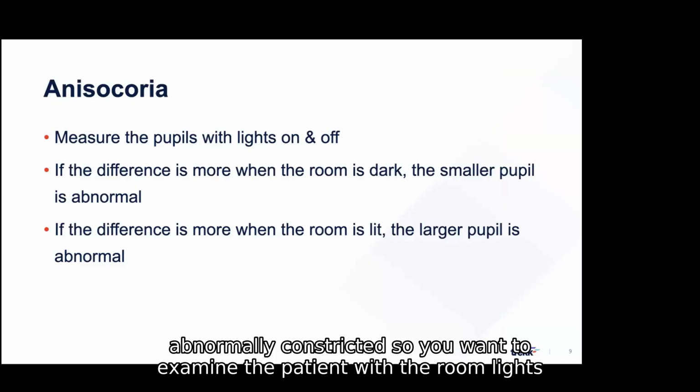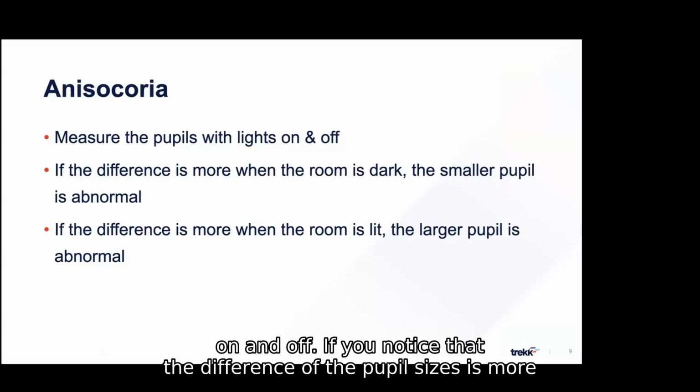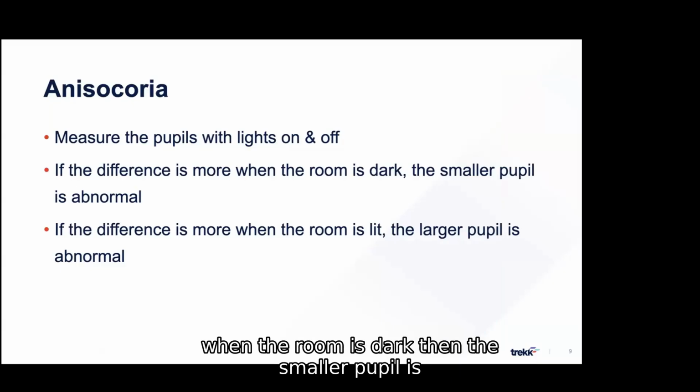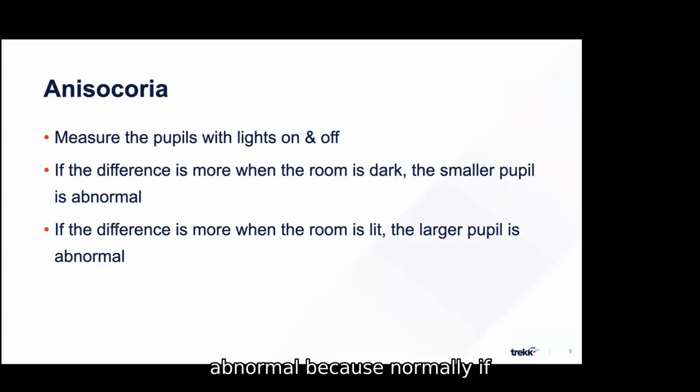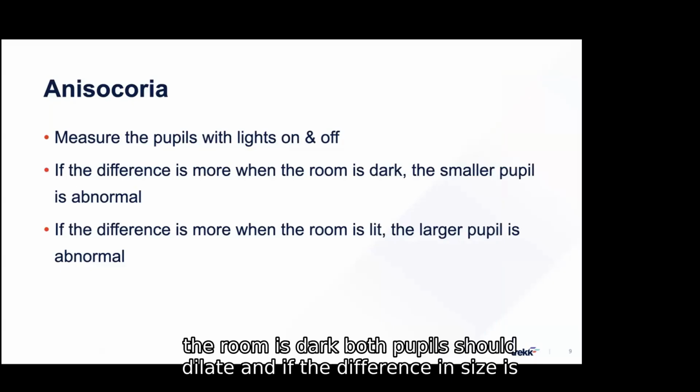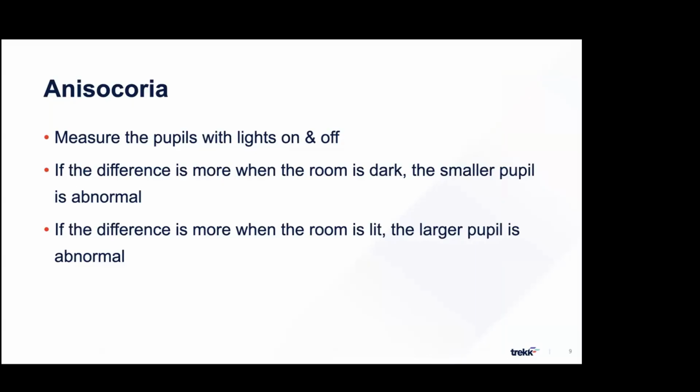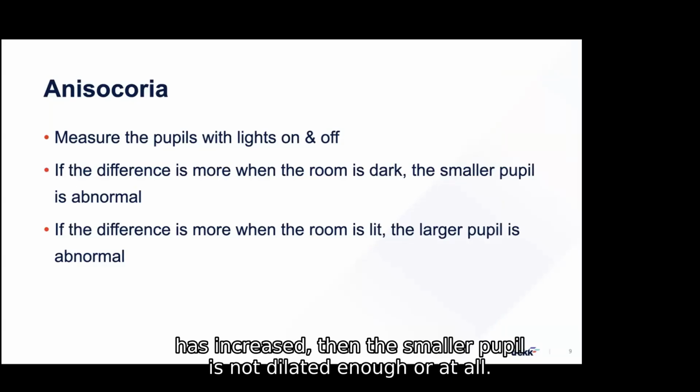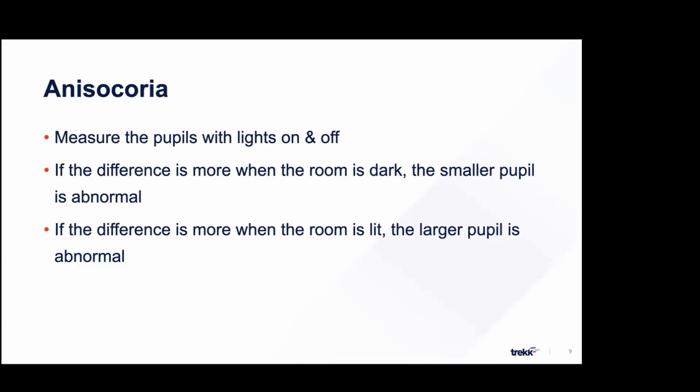So you want to examine the patient with the room lights on and off. If you notice that the difference of the pupil sizes is more when the room is dark, then the smaller pupil is abnormal, because normally if the room is dark, both pupils should dilate. And if the difference in size has increased, then the smaller pupil is not dilated enough or at all. That means the smaller pupil is abnormal.